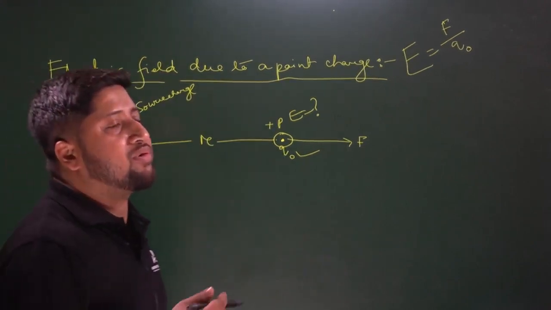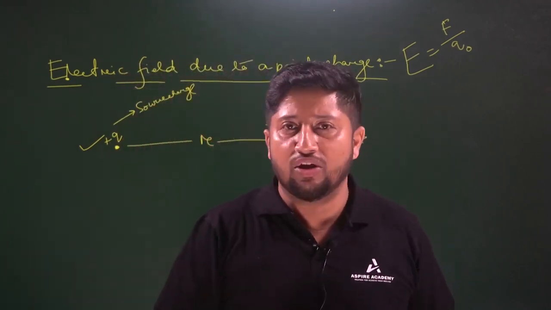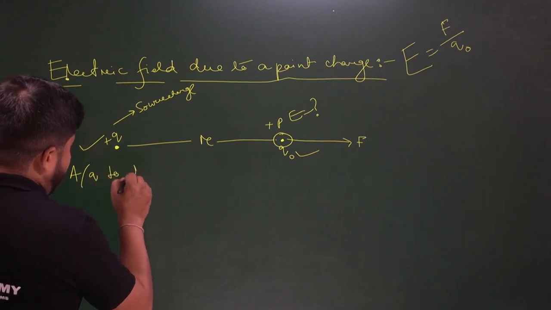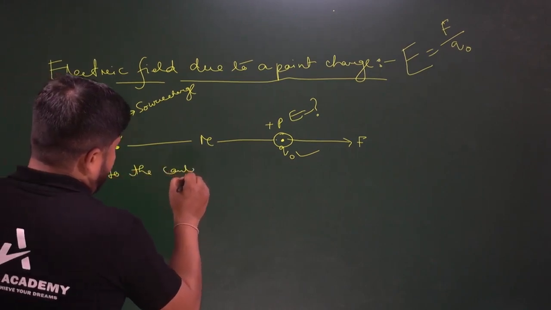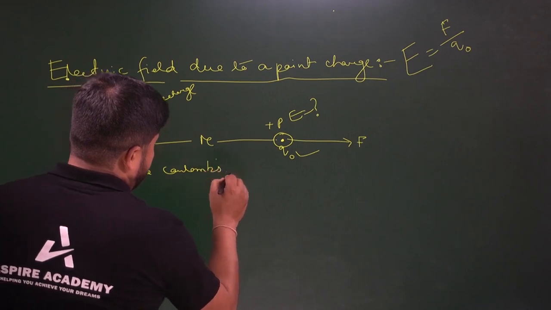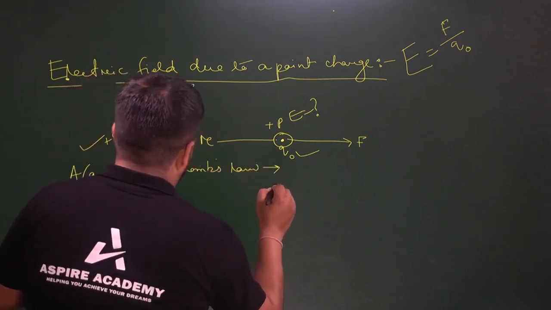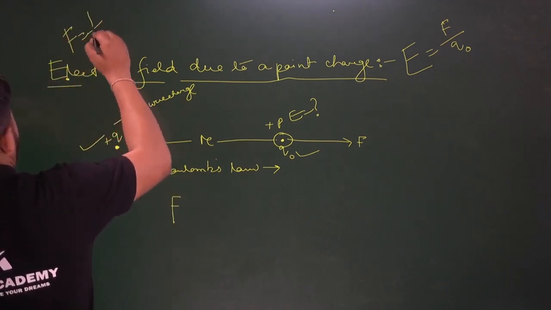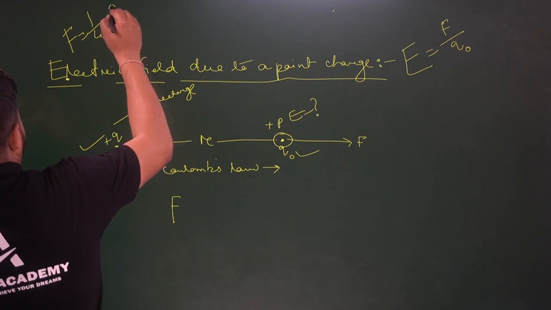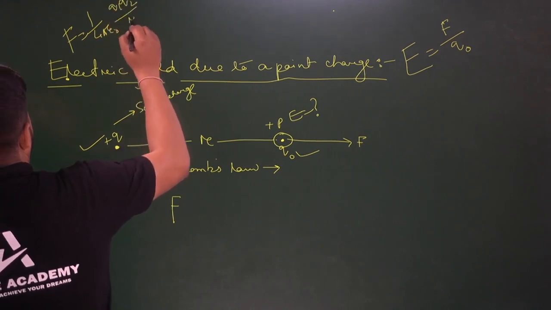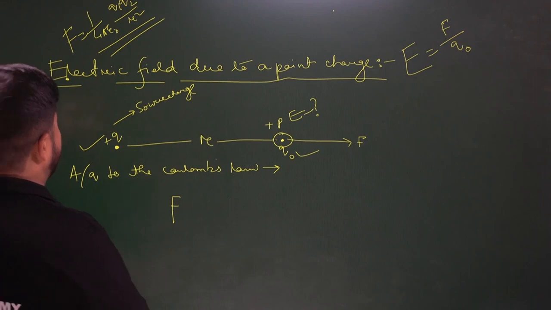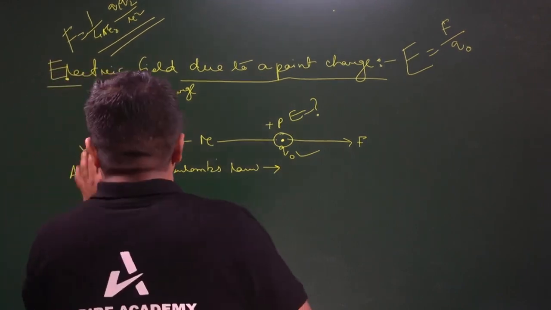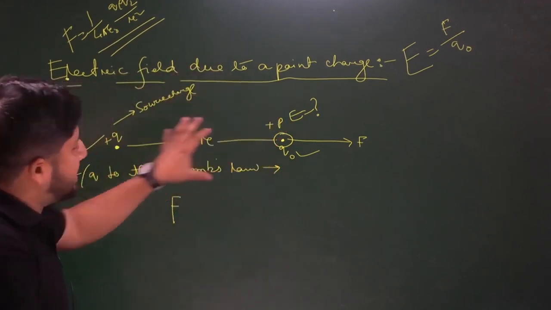Which formula do we use to calculate the force? Obviously Coulomb's law. According to Coulomb's law, the force is F is equal to 1 by 4 pi epsilon naught Q1 Q2 by R square. We already discussed this in the last class, so we can apply this formula here.